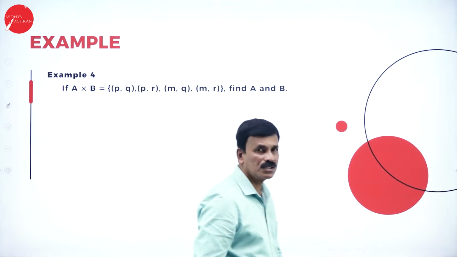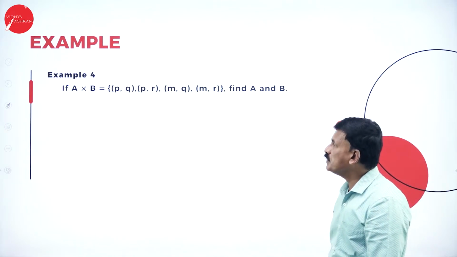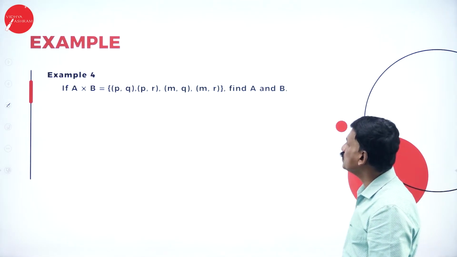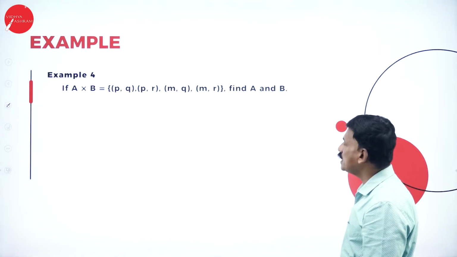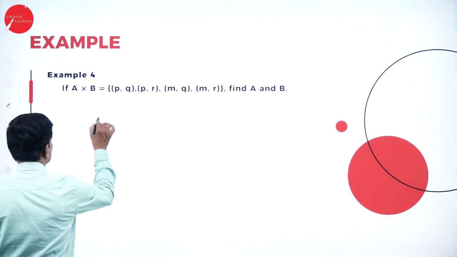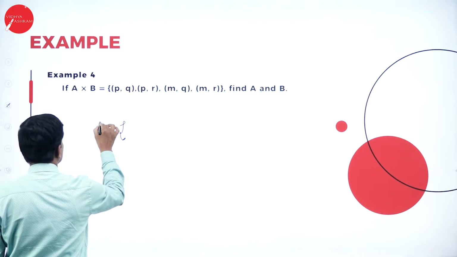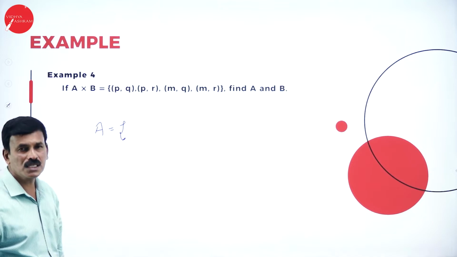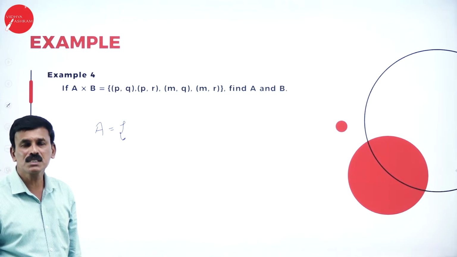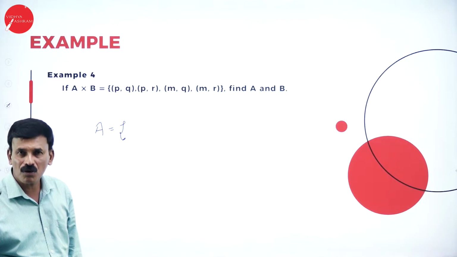Now what is the problem given? A cross B is already given as the Cartesian product {(P, Q), (P, R), (M, Q), (M, R)}. Find A and B. So what is required is the values of set A and set B. As you know, set A is the set of all first elements of the ordered pairs, and set B is the set of all second elements of the ordered pairs.